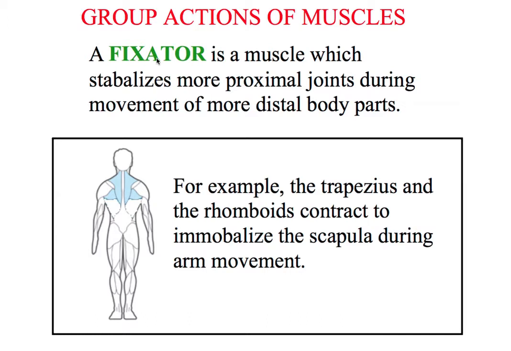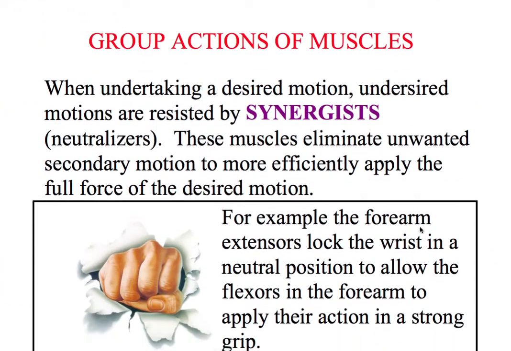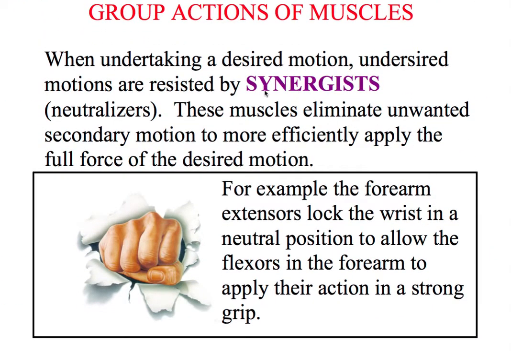So fixators will fix or stabilize a more proximal joint in place, in this case the scapula, to allow other muscles to do their thing. And our last example here is synergists. So when undertaking a desired motion, undesired motions are resisted by muscles which play the role of a synergist. These muscles eliminate unwanted secondary motion to more efficiently apply the full force of the desired motion.